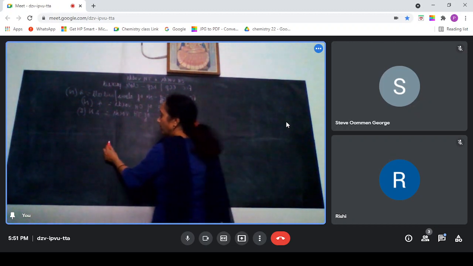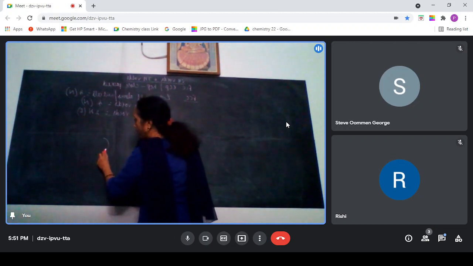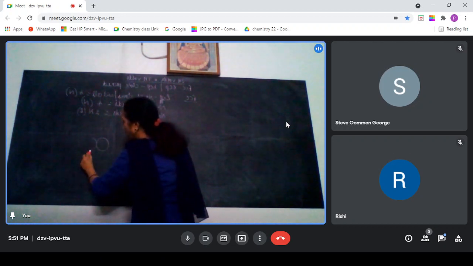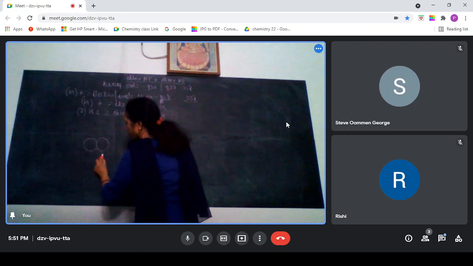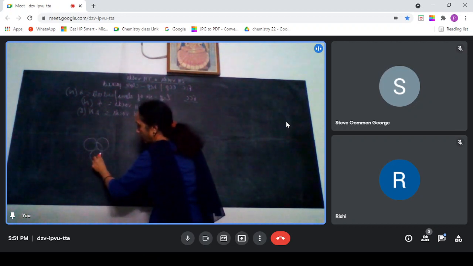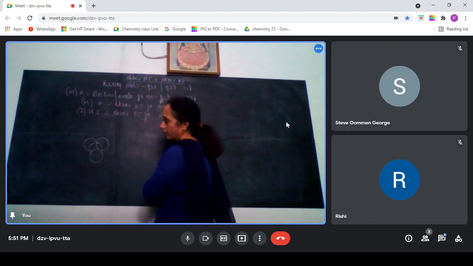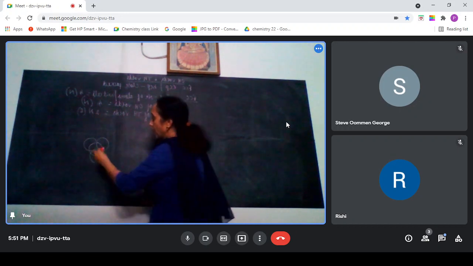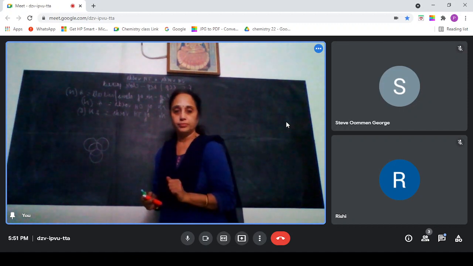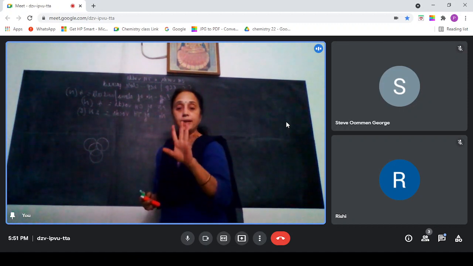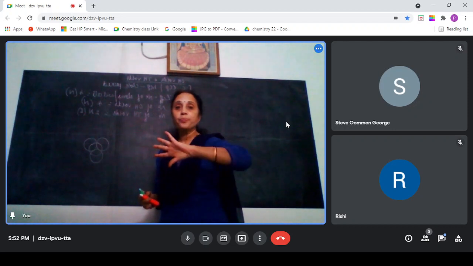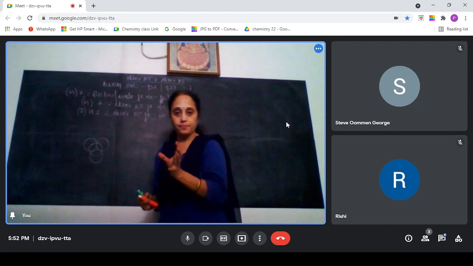So, what do you mean by a tetrahedral void? You will have 3 like this and 1 above this. You will have 4 spheres. At the center of the 4 spheres, you will have 1 void. That you call it as tetrahedral void. Tetrahedral void, that means the void within 4 spheres.